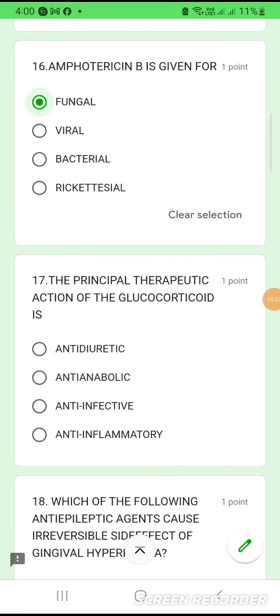17th question, the principal therapeutic action of the glucocorticoid is whether it is anti-diuretic or anti-anabolic, anti-infective or anti-inflammatory. So glucocorticoids, they are given for diabetic, so anti-diuretic.